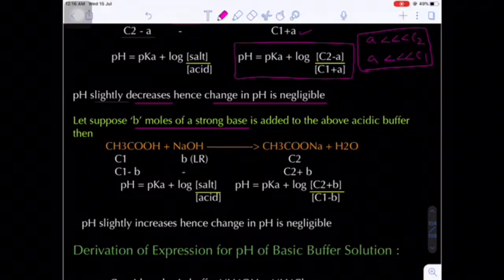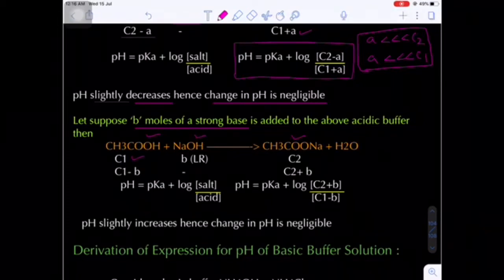Now similarly, instead of acid, if I am adding a base that produces OH minus ions, the base combines with the acid to form salt.